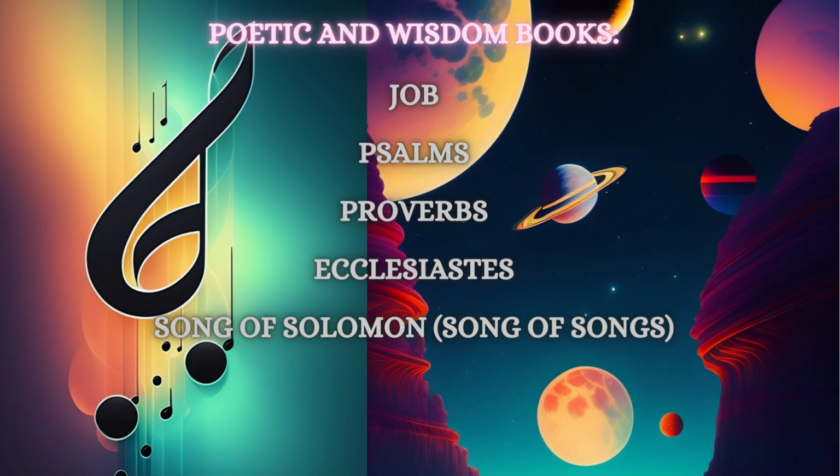The third section that we get into then is wisdom literature, or it's also called poetry sometimes, and here we have 5 books: Job, Psalms, Proverbs, Ecclesiastes, and Song of Solomon, or sometimes called the Song of Songs.